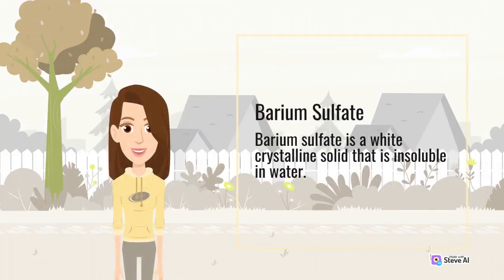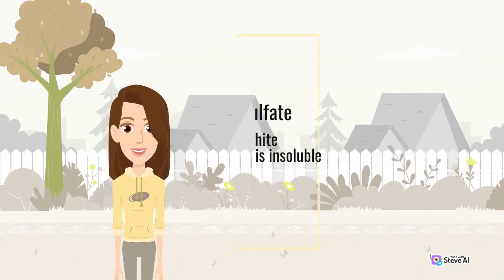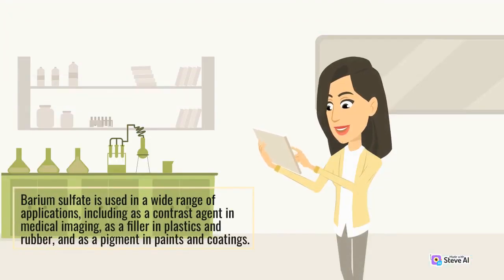Barium sulfate. Barium sulfate is a white crystalline solid that is insoluble in water. Barium sulfate is used in a wide range of applications, including as a contrast agent in medical imaging, as a filler in plastics and rubber, and as a pigment in paints and coatings.